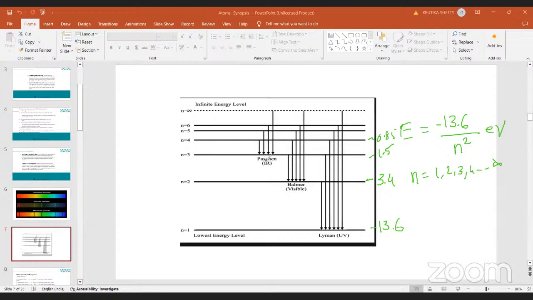Balmer series. After that, when you are substituting n is equal to 4, which one comes, tell me students? If it is n is equal to 4.